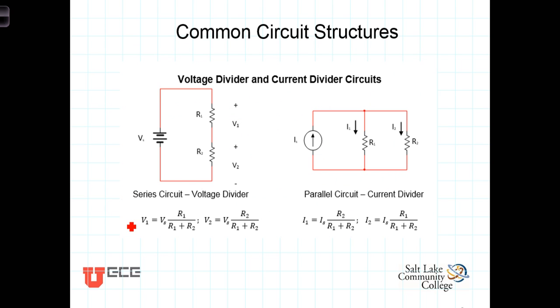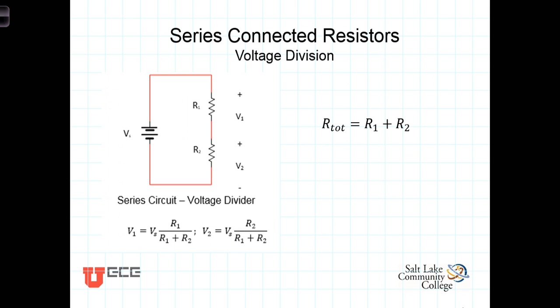The first two structures we'll look at will be the series connected resistance and then the parallel connected resistance. In series, we say that two devices are connected in series if the current through each of the devices is the same.